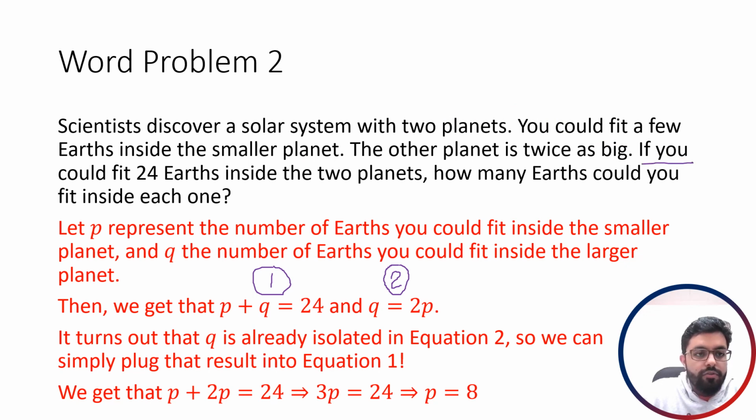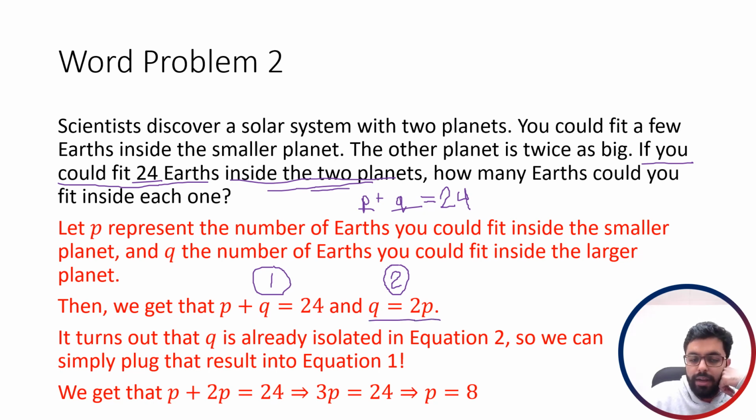That's this guy right here. If you could fit 24 Earths inside the two planets in total, then the number of Earths that you can fit inside the two of them in total is P plus Q. The number that you can fit in one of the planets and the number that you can fit in the other, P plus Q, and that's going to be equal to 24 Earths inside the two planets. So that's equation 1, P plus Q equals 24. Cool? Now this other equation, Q equals 2P, where's that coming from?